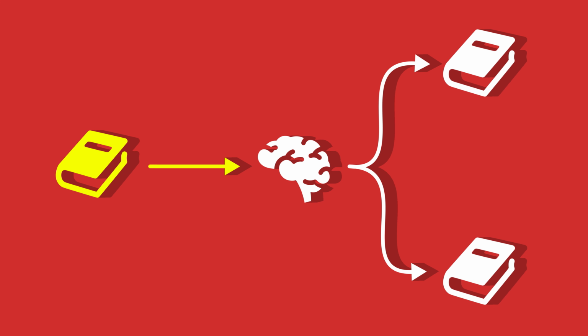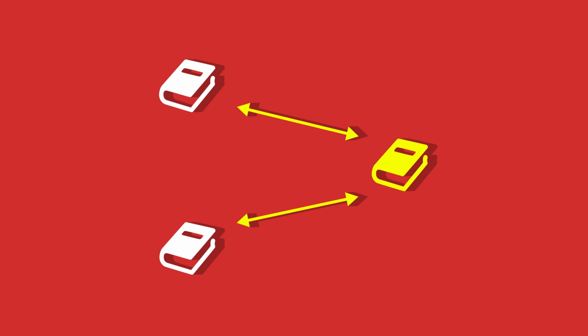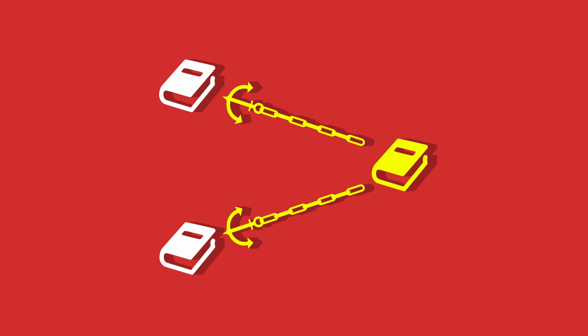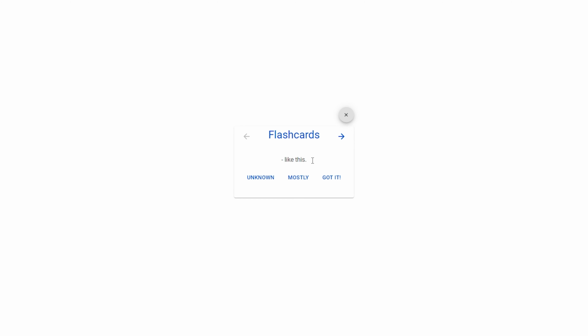When you learn, your brain tries to connect the new information to what you already know. These connections are like anchors that tie the new knowledge down, improving your memory and your understanding. Ako Maps help you find and build these connections as you learn. Once you've built a map, you can use Ako Maps self-testing tools and flashcards to remember the new ideas.